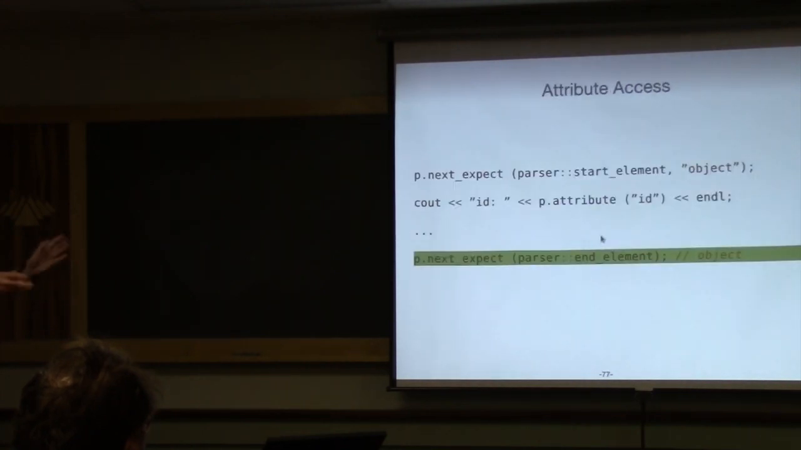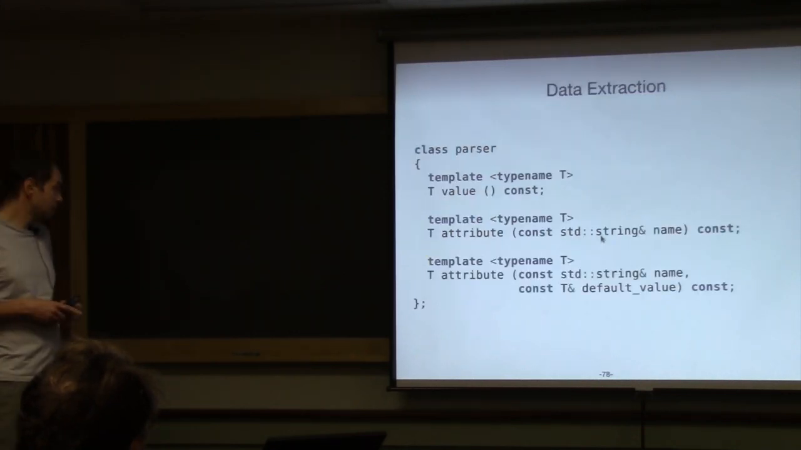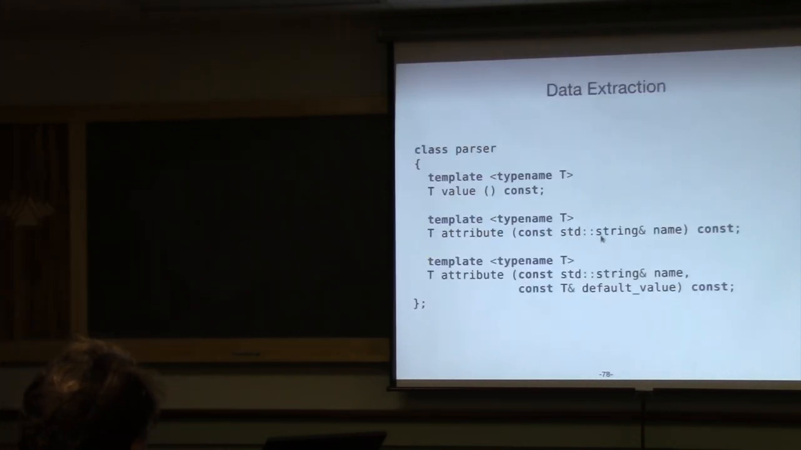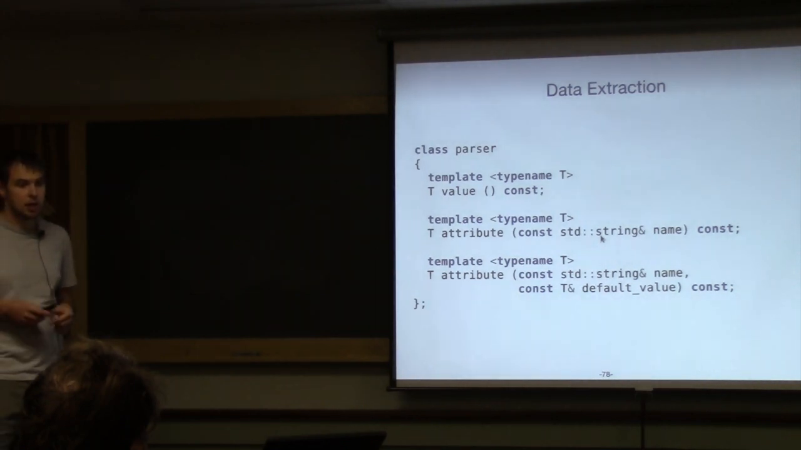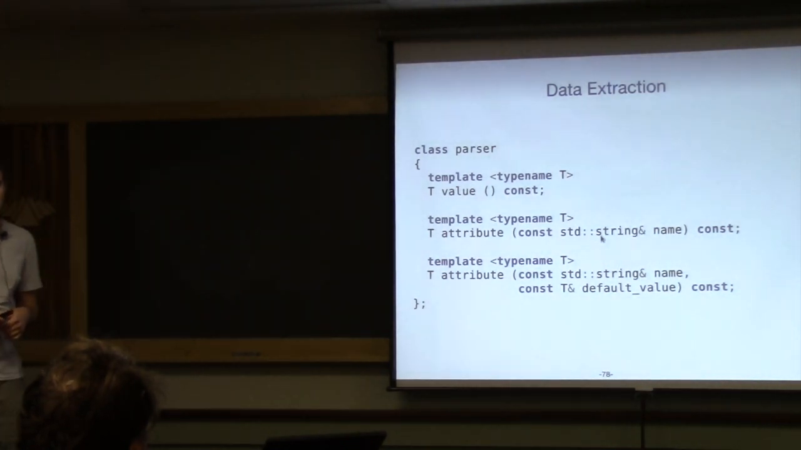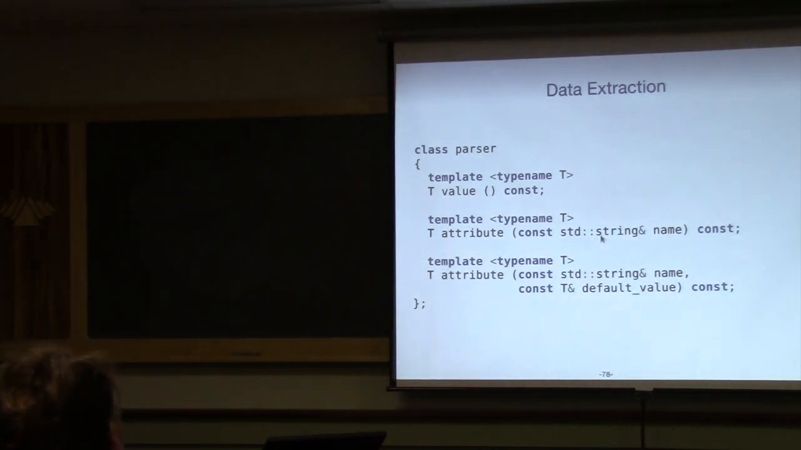Okay, so error handling more or less out of the way. The next thing that will start annoying us is data extraction. And for that, the parser provides this data extraction API. Let me know if there are any questions. I think it's all good. No question?